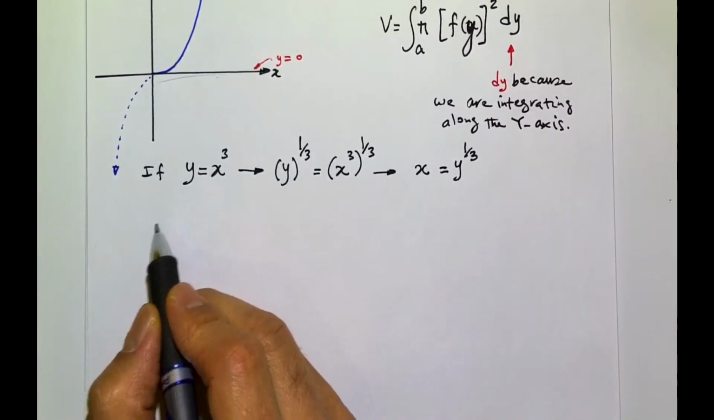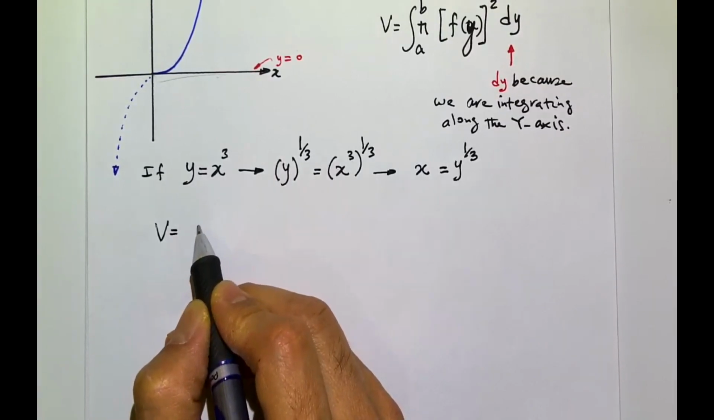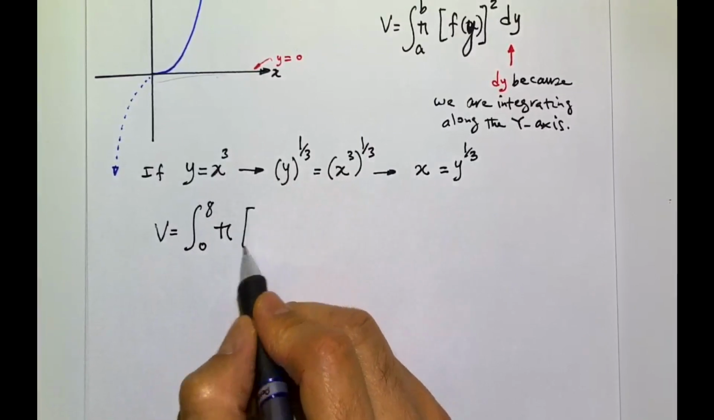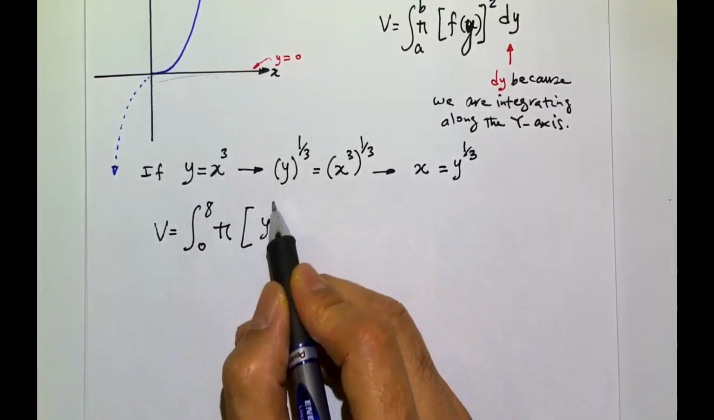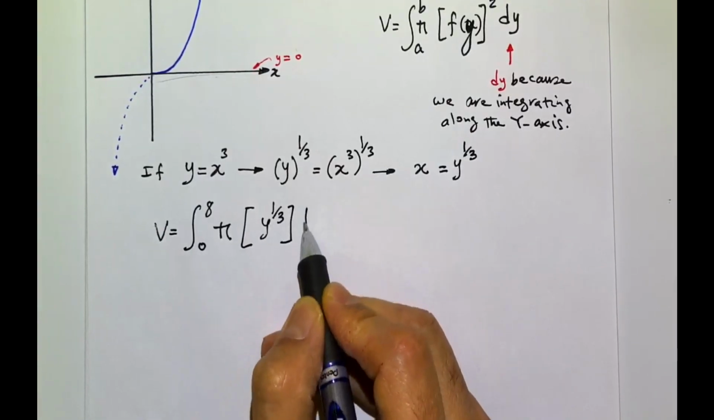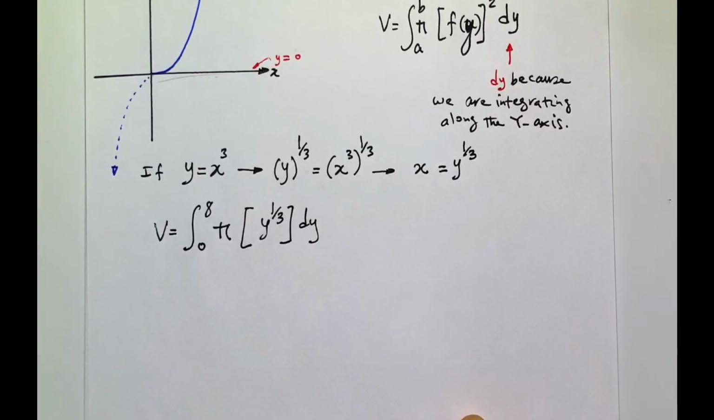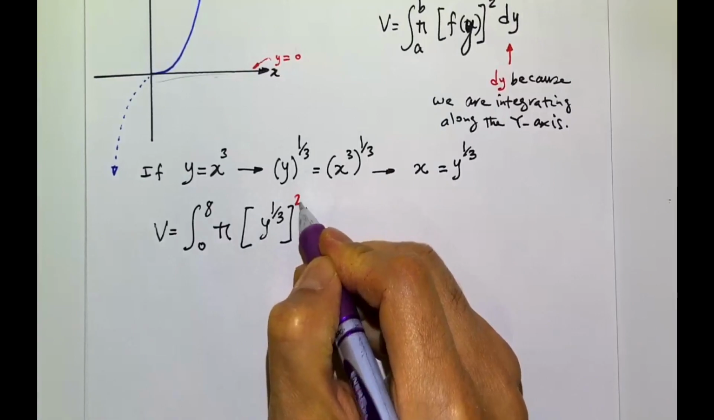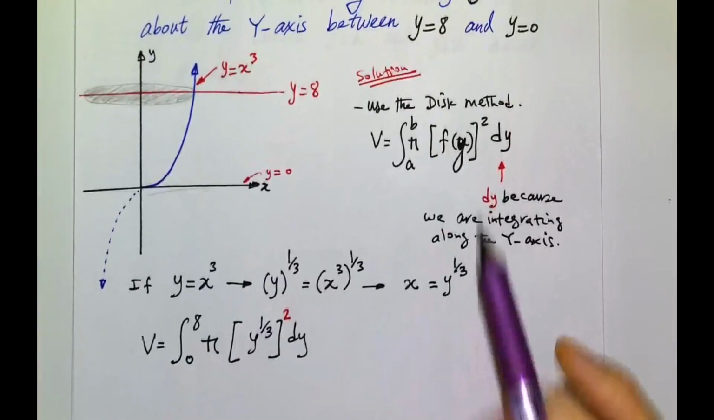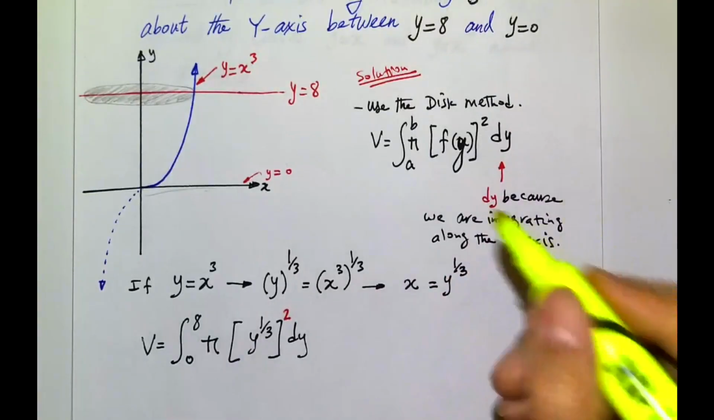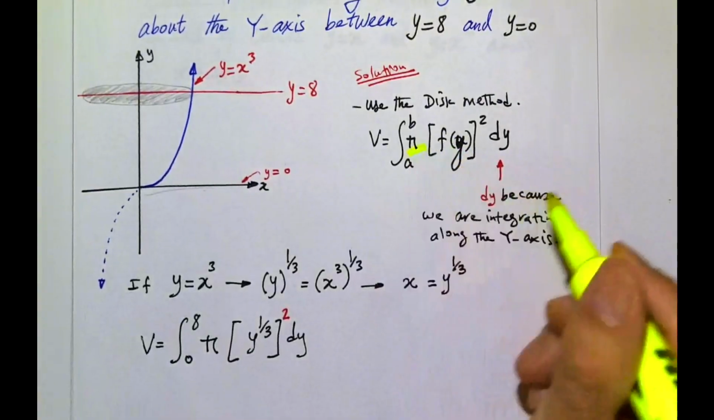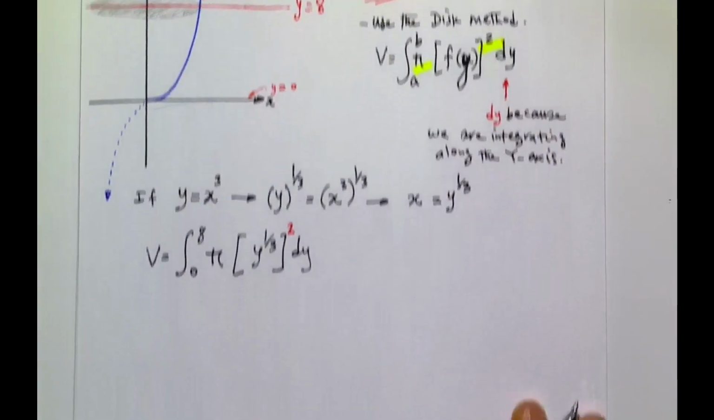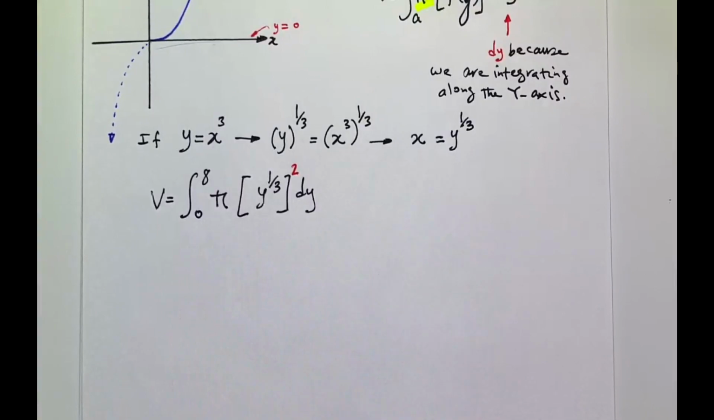So we have the volume equals integral from 0 to 8 pi times this function, y to the 1/3 power dy. And of course, let me not forget the squared part. That's the formula. So the pi is very important, and also we have the square there. The power and the pi are all there.